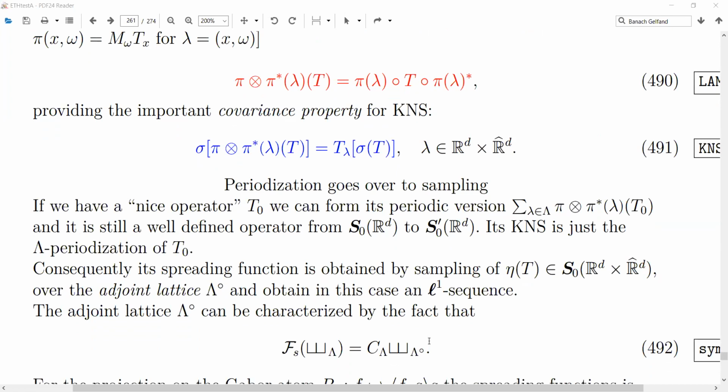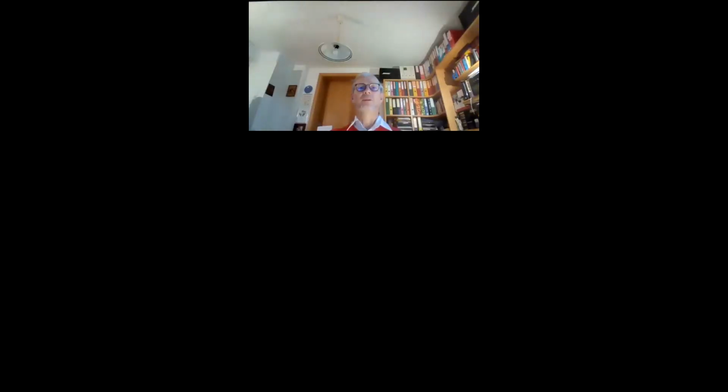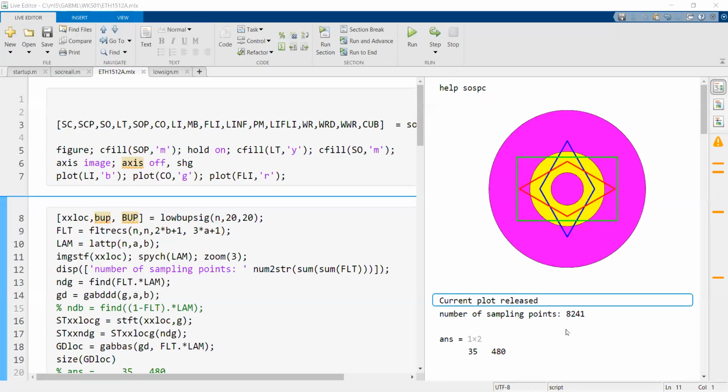And I'm jumping back to the MATLAB experiment. I have the following kind of prepared material. We will go through it and I will show you a few things. First of all, let you look a little bit behind the scenes.